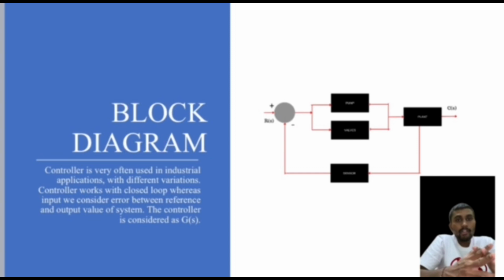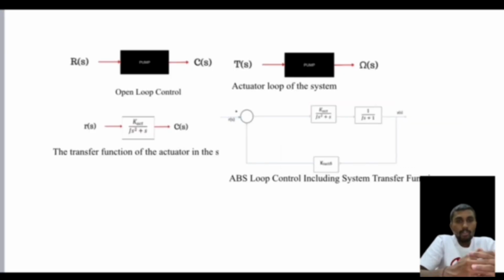Now we want to see the open loop controller. The second is the actuator loop of the system. The third is the transfer function of the actuator in the system. Fourth is the ABS loop controller, including the system transfer function.